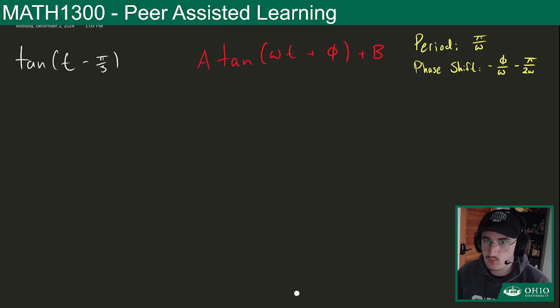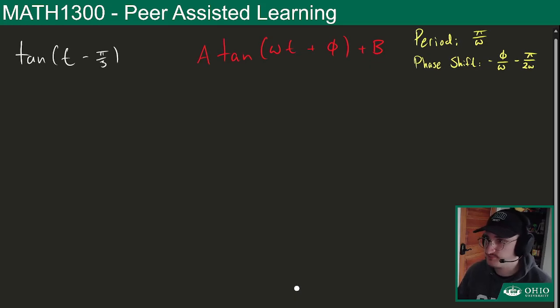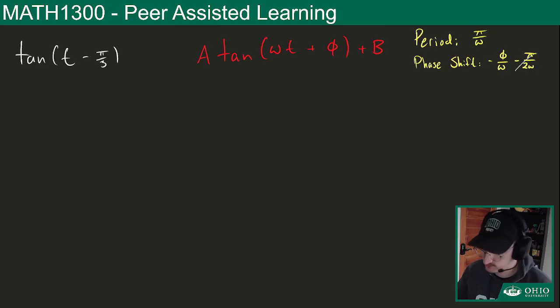This is going to be a worked example on how to graph either a tangent or a cotangent function. The general idea behind both of them is pretty similar. One of the biggest differences is that in the cotangent, you drop this pi over omega term when you're calculating the phase shift, but the general idea behind both is the exact same.